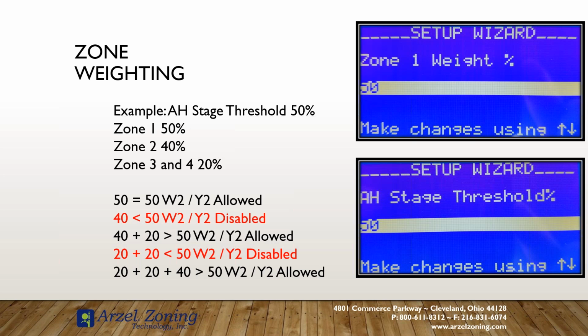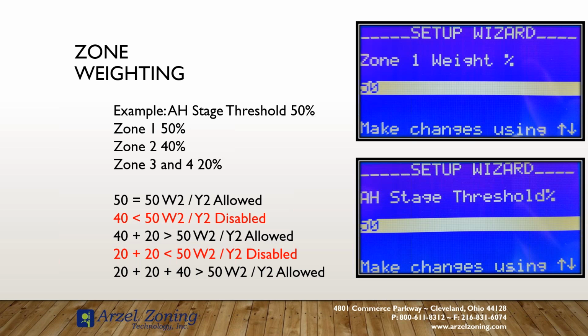So some examples of zone weighting. I've got a large zone at zone 1, 50%. I've got a medium-sized zone at zone 2, 40%. I've got two small zones for zones 3 and 4, so I set those at 20%. And then I leave my air handler stage threshold at the factory default, 50.